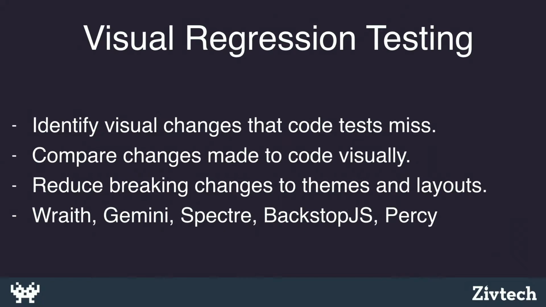Some tools that I found that work really well for this are Wraith, Gemini, Spectre, BackstopJS, and Percy.io. Percy is one of the newer ones that I've found and has a pretty nice interface to get you up and going. I wanted to get an example done today for that, but it didn't get that far. But I have some other examples that I can show for some of this stuff later.